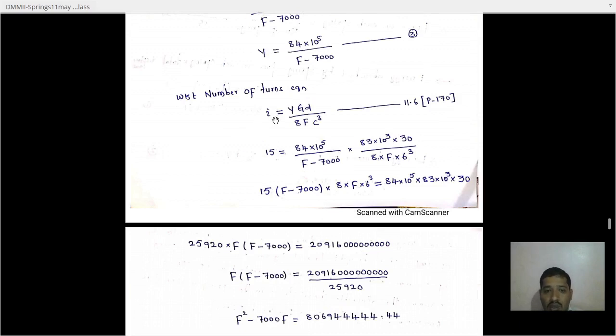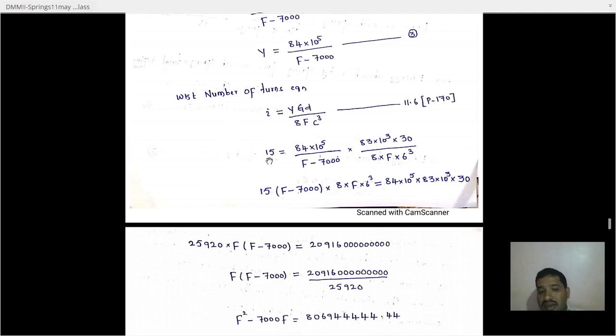N, the number of turns, is equal to deflection into modulus of rigidity into d divided by 8 into force into spring index cubed. Refer to the equation from 11.6, page number 170, in the Design Data Handbook by Mahadevan. Then n is the number of turns.